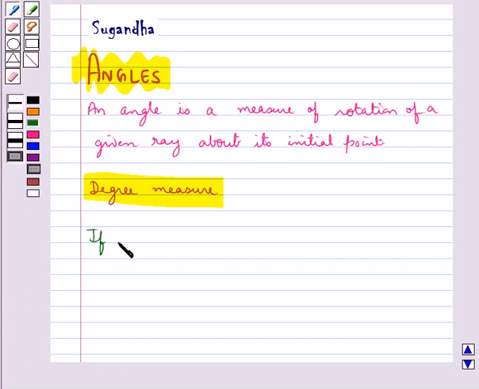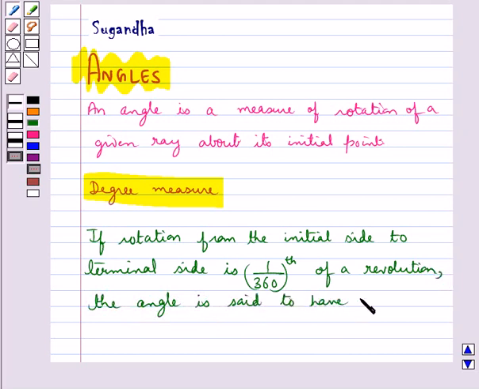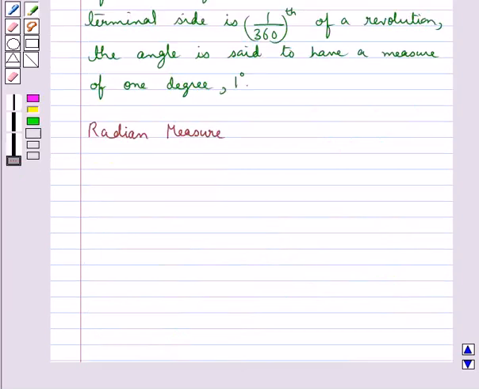If the rotation from the initial side to terminal side is 1 upon 360th of a revolution, the angle is said to have a measure of 1 degree, which is written as this. Next we have radian measure, which is also an important unit of measurement of angle.